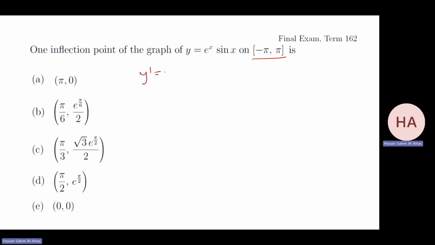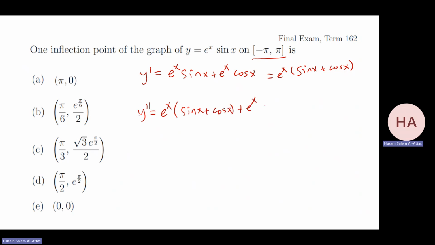Okay, I'll do y prime. Function is continuous everywhere. Differentiable, no problem with it. E to the power x sine x plus e to the power x cosine x. In other words, e to the power x times sine plus cosine. Okay, y double prime would be e to the power x times the derivative of sine x plus cosine x, plus e to the power x times the derivative of this, which is cosine minus sine. That gives me 2 e to the power x cosine x. Sine will be cancelled with minus sine. I have 2 cosine x.